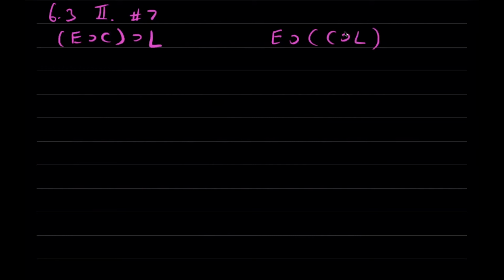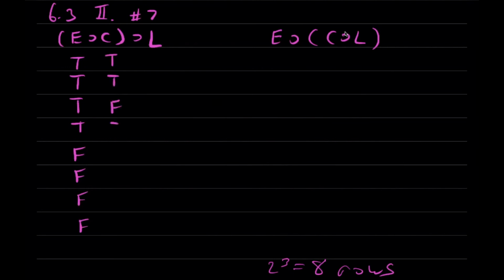So notice here we have 3 types of simple statements, E and C and L. So that's 2 to the 3rd power equals 8 rows. Under the first letter, set half of those rows to true and half of those rows to false. Under the next unique letter, which is just the next letter over, 2 trues and 2 falses, 2 trues and 2 falses. And under the next unique letter, 1 true and 1 false, 1 true and 1 false, all the way down. That'll exhaust all the possible combinations of truth values.